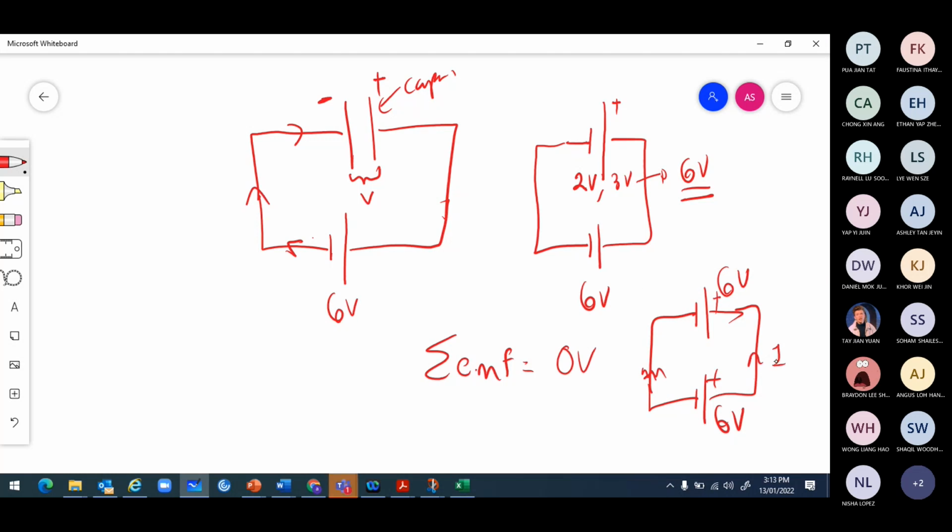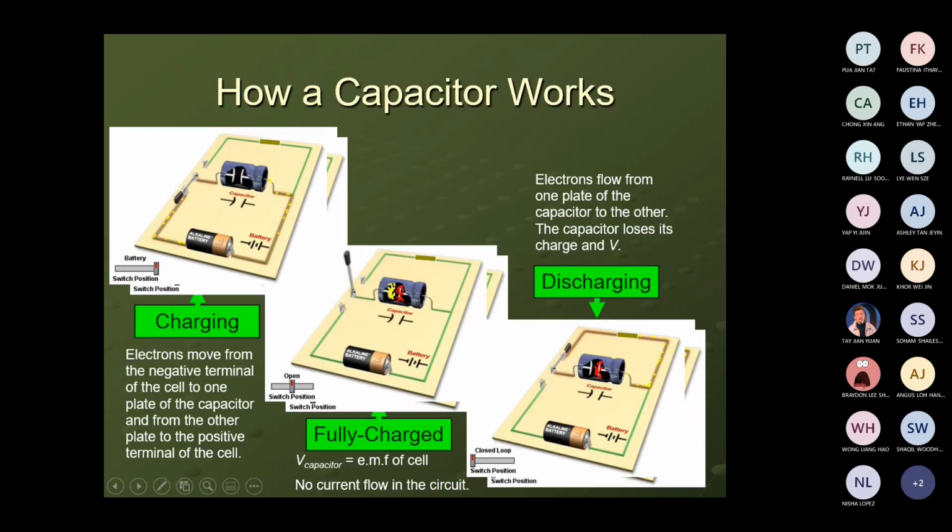Okay, the current will stop flowing when the capacitor reaches 6 volts, the same voltage as the battery. The charge will stop flowing because the total EMF becomes 0 volts, so there is no EMF to drive the current. So current stops flowing, and the capacitor stops charging. That's the idea of the second diagram.